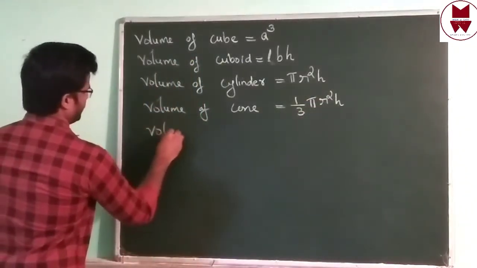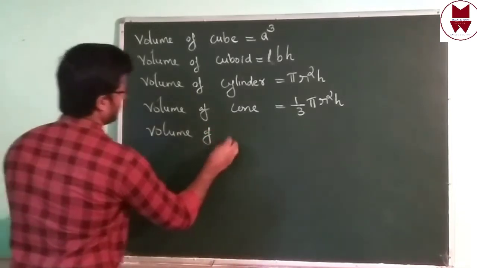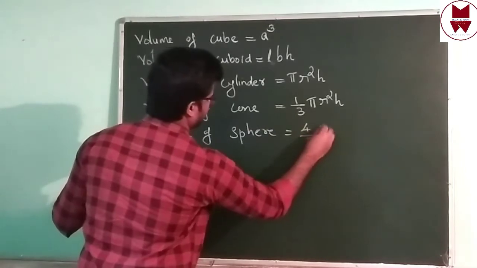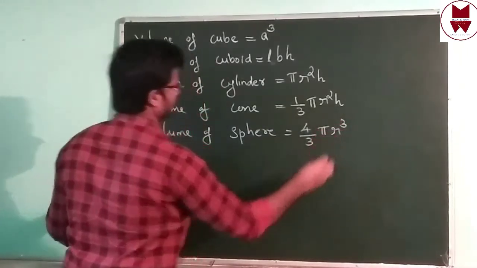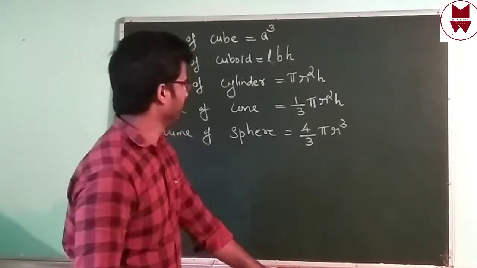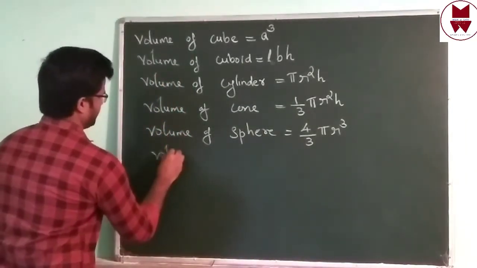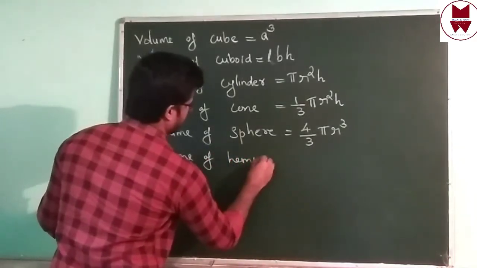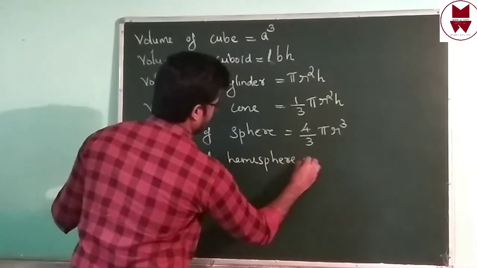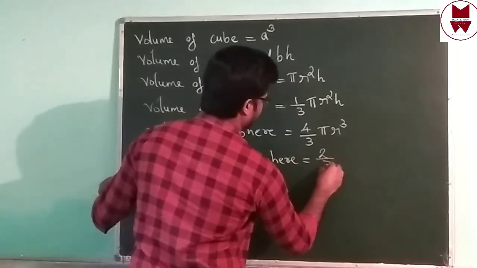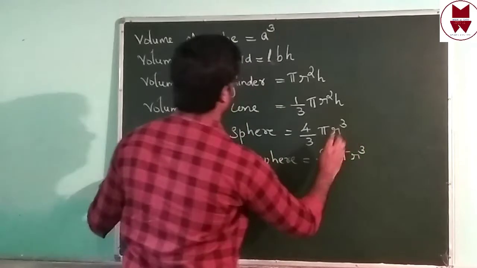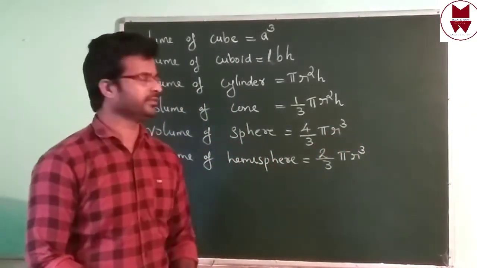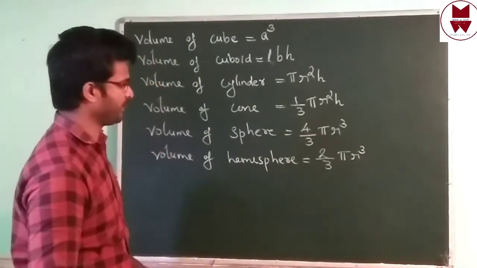And next, volume of sphere equal to 4 by 3 pi r cube. And here r is radius of sphere. That's volume of hemisphere equal to 2 by 3 pi r cube. These are all the formulas we will use in this exercise. Keep in mind all these formulas.